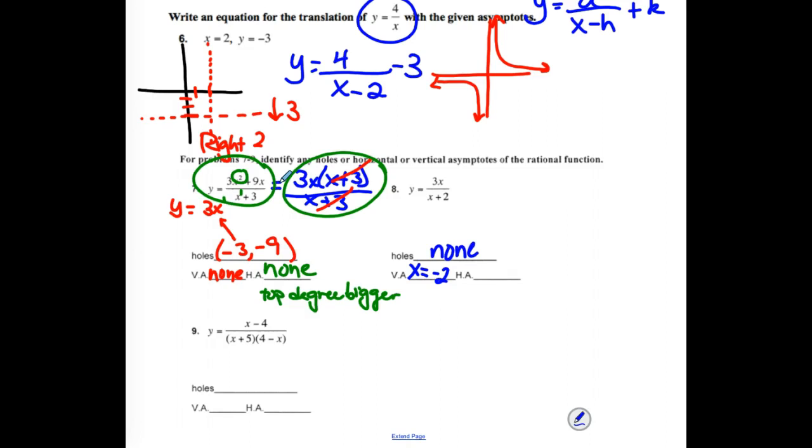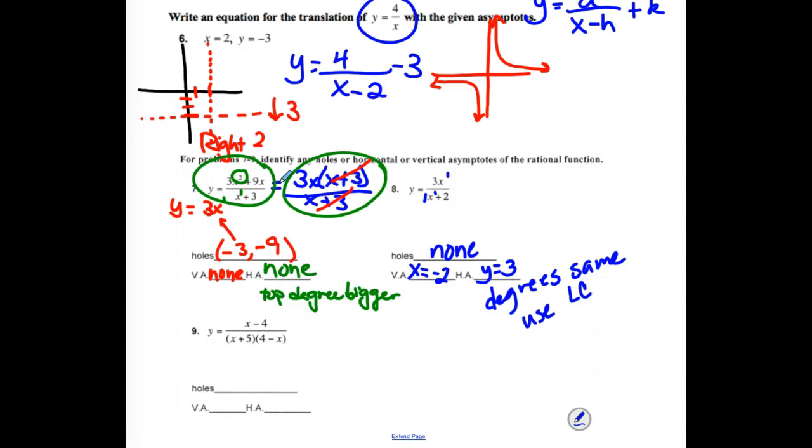How about for horizontal? Degrees are the same, right? They're both degree 1. So we move to the leading coefficients. All right? So degrees same, use leading coefficients. So in this case, our leading coefficient is 3 divided by 1. So y equals 3. Make sure that you are giving me asymptotes as equations and not just single numbers.